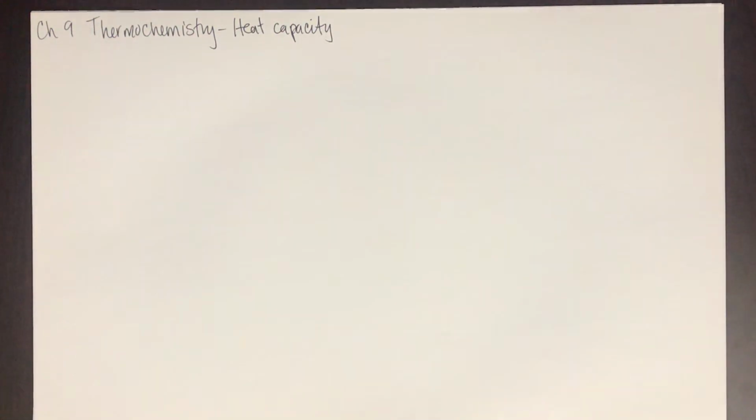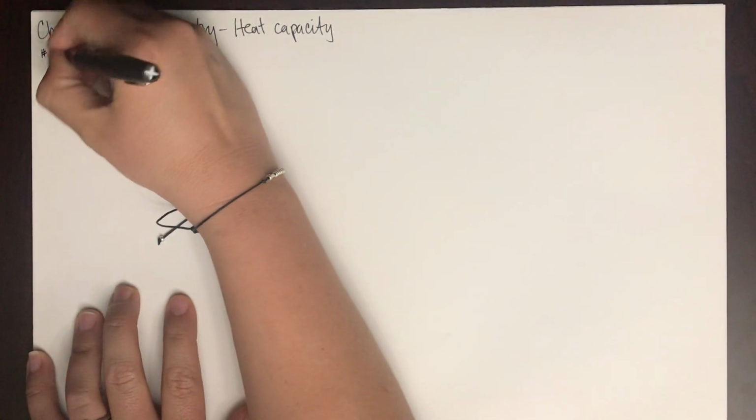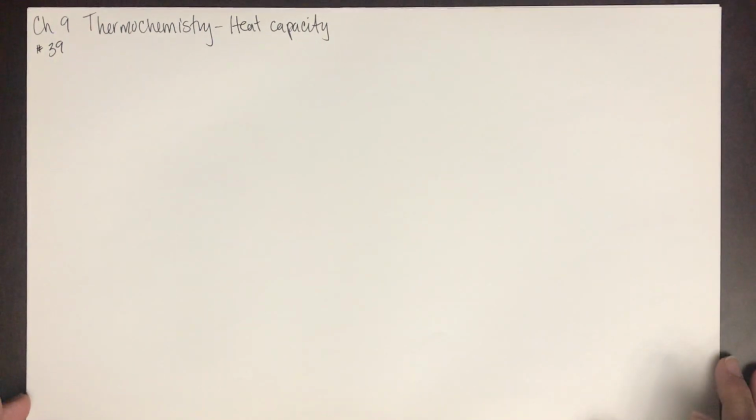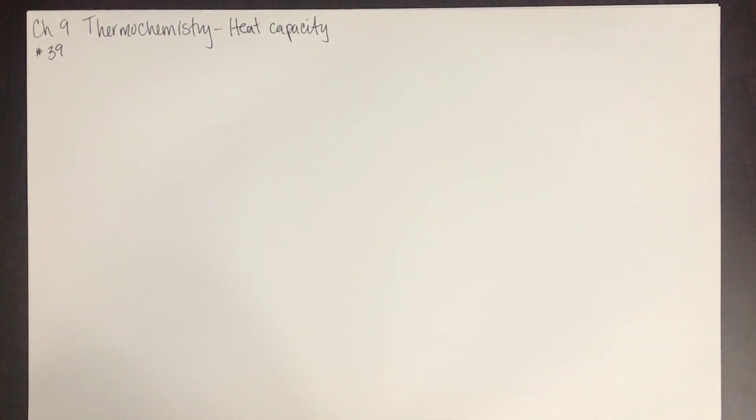Okay, so let's talk about something called heat capacity. All substances have a defined heat capacity. On slide number 39 of your lecture, there is a list of different heat capacities of different substances.